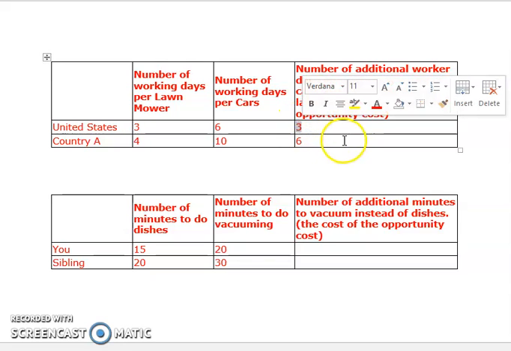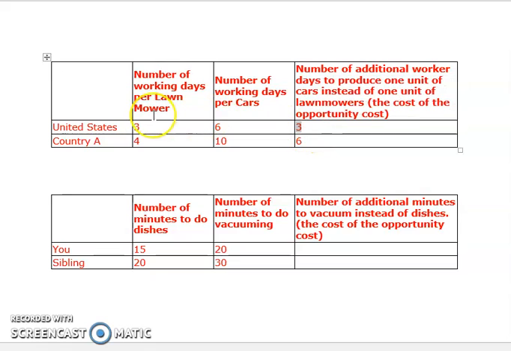We can simply see that for the U.S. to make cars, they're only giving up 3 working days for lawnmowers. But for country A to do it, it's 6. So since 3 is the lowest number, the U.S. has comparative advantage in cars, and country A has comparative advantage in lawnmowers.